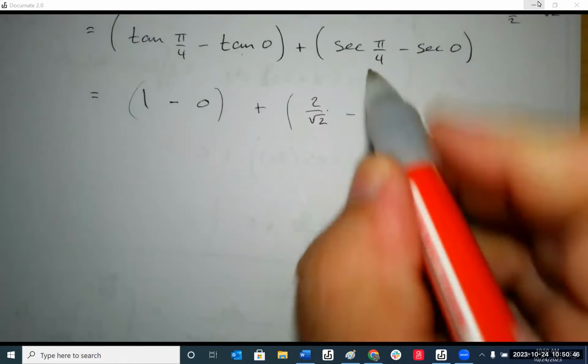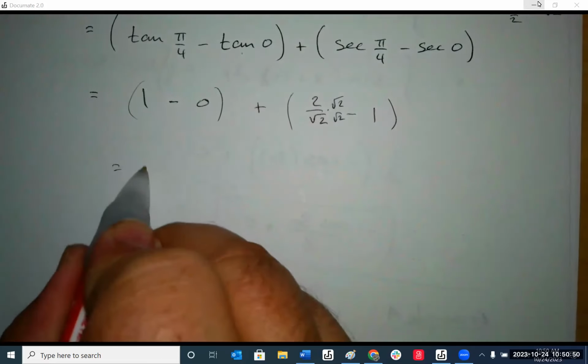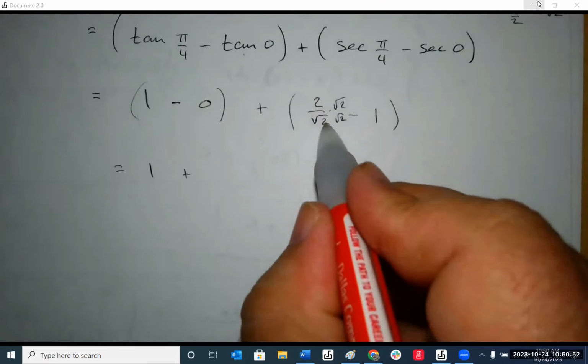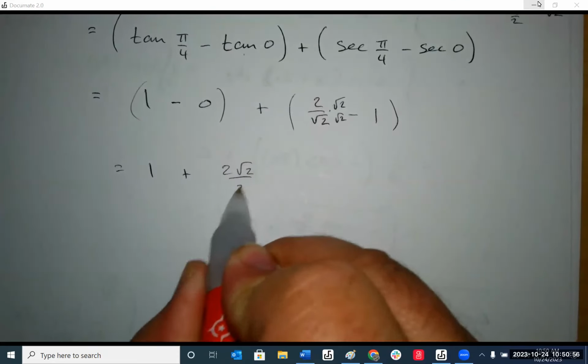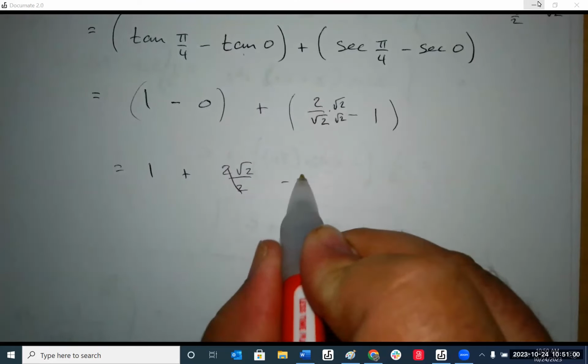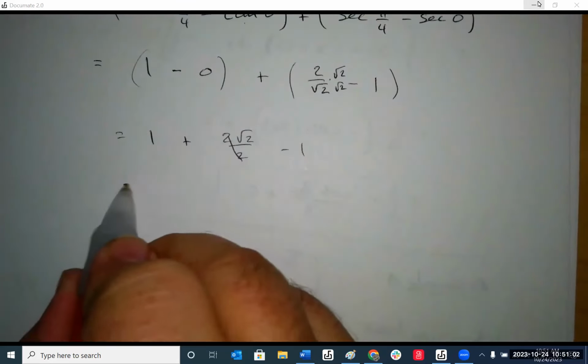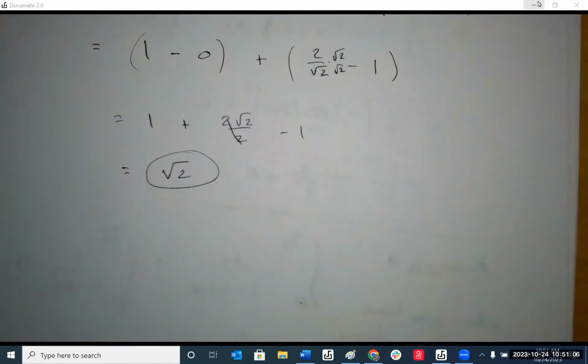Okay, we can rationalize this. Multiply by square root of 2 over square root of 2. So we have 2 square root of 2 over 2. One minus one is zero, so it's simply square root of 2.